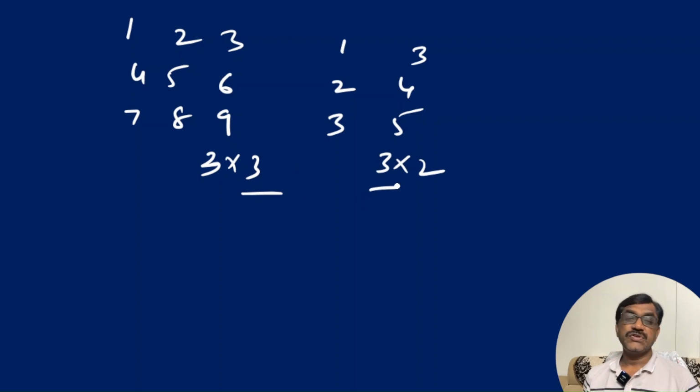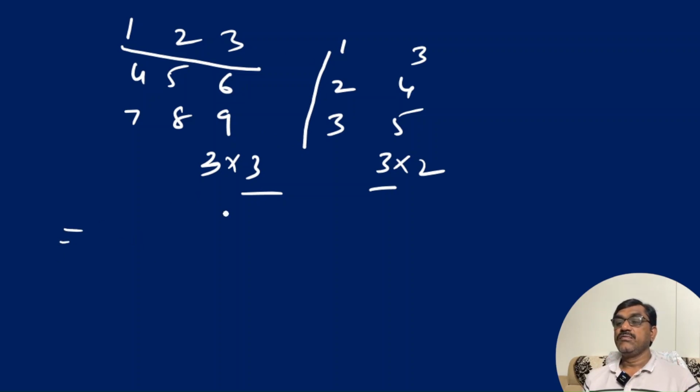So here the multiplication is possible. Now what we are going to do, how are we going to multiply? We take the first row and first column here and multiply. In this case, what are we going to get? We say 1 into 1 plus 2 into 2 plus 3 into 3. This is the first value.